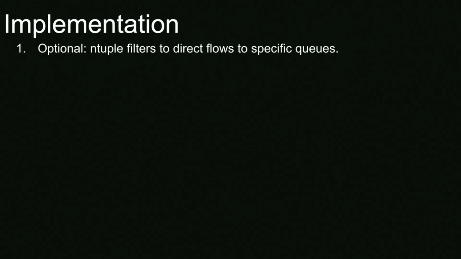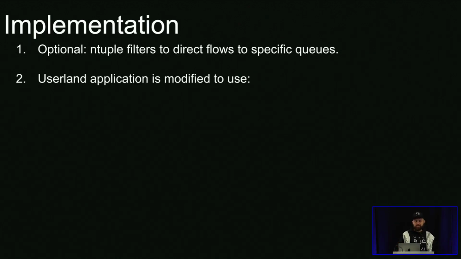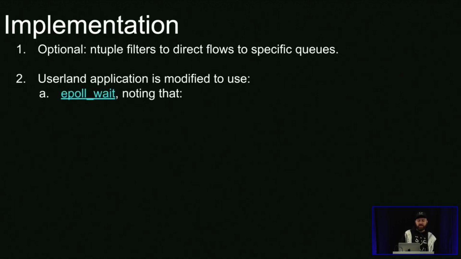Okay, so how do you actually implement this in your app? I'm going to walk you through how you would implement this, and then I'm going to point you at some examples you can look at. So the first thing, again, this is optional, but you probably want to do it, is set up some n-tuple filters to direct flows to specific queues on your machine. Then you modify your userland app, and you make sure that it uses epoll wait. And you note a couple things.